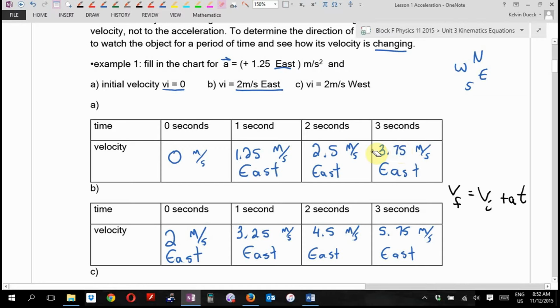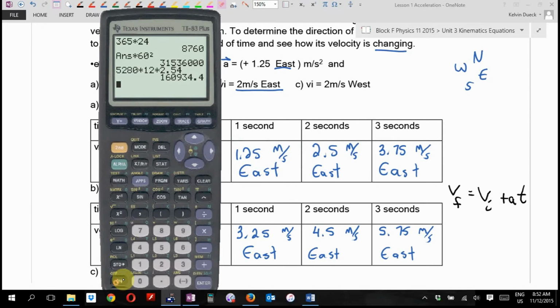What's your initial speed in part A? What did they say that our initial velocity was in part A? 0. So in theory, I could go 0 plus, what was the acceleration? 1.25 times, how many seconds had elapsed? 3 for this one? If I do that, I should get 3.75, do I? Hey, let's try it for this one.